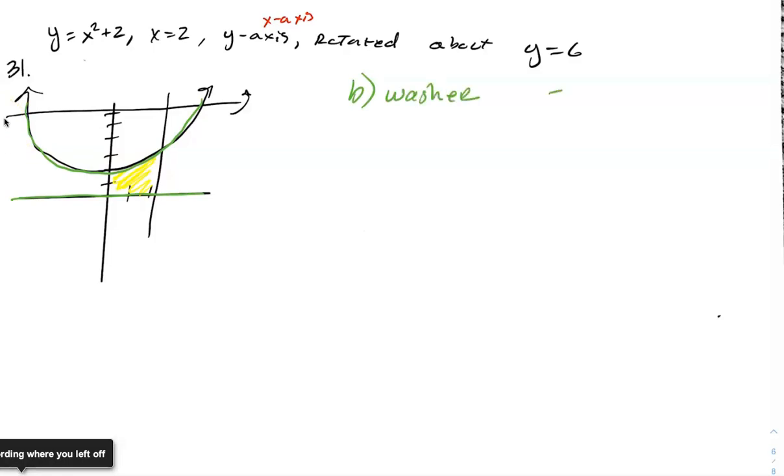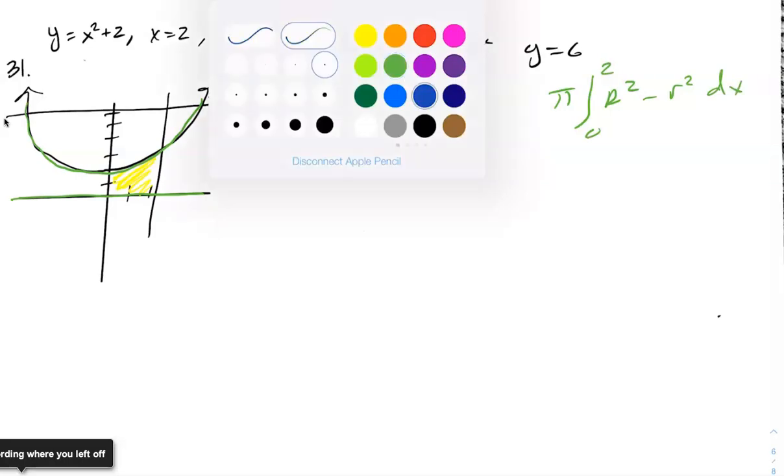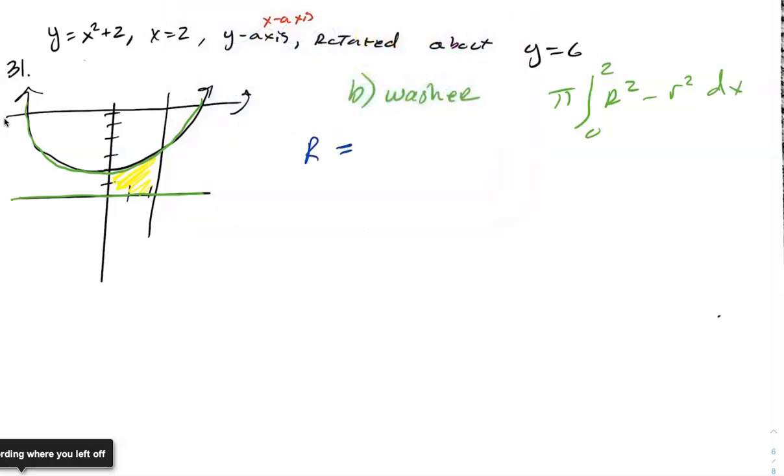So the formula again is going to be pi times big R squared minus little r squared dx from 0 to 2. So let's talk about what those r's are. Big R, now again, it's the furthest, so it's the biggest r. So there's kind of two r's here, right? You've got the distance from that to x squared, and we've got the distance from the thing that's spinning around all the way to x equals 0. This is actually the biggest r. This is my big R.